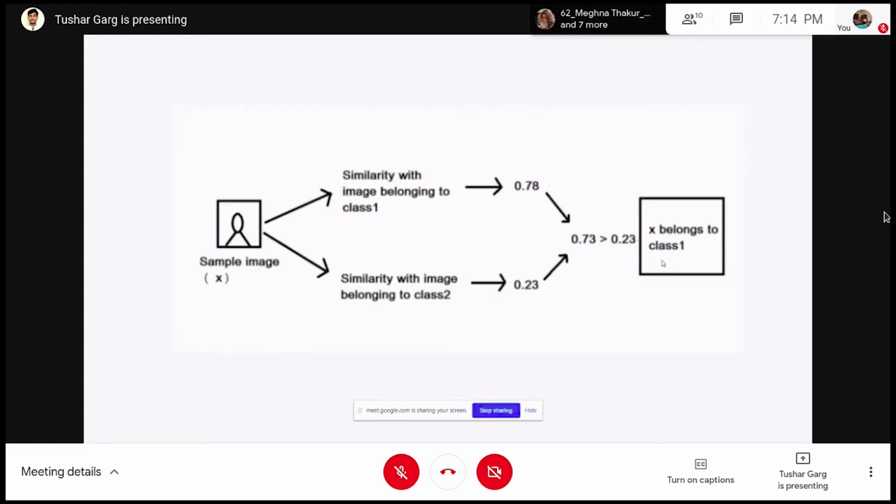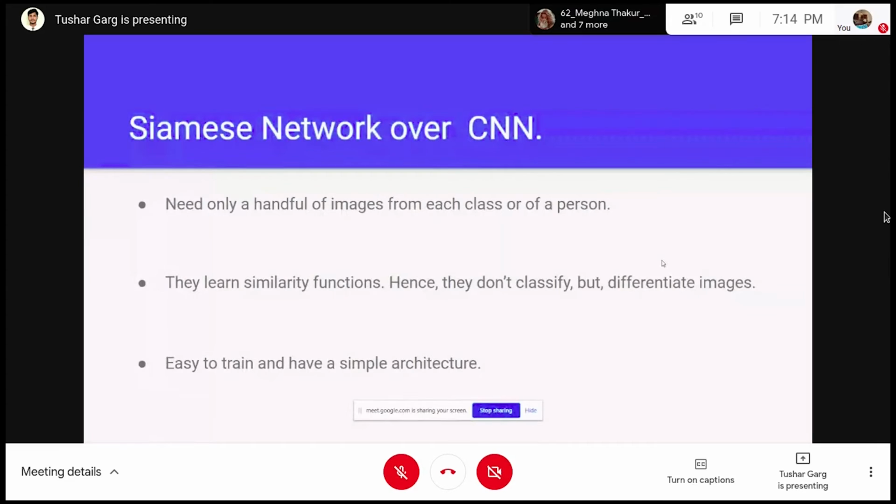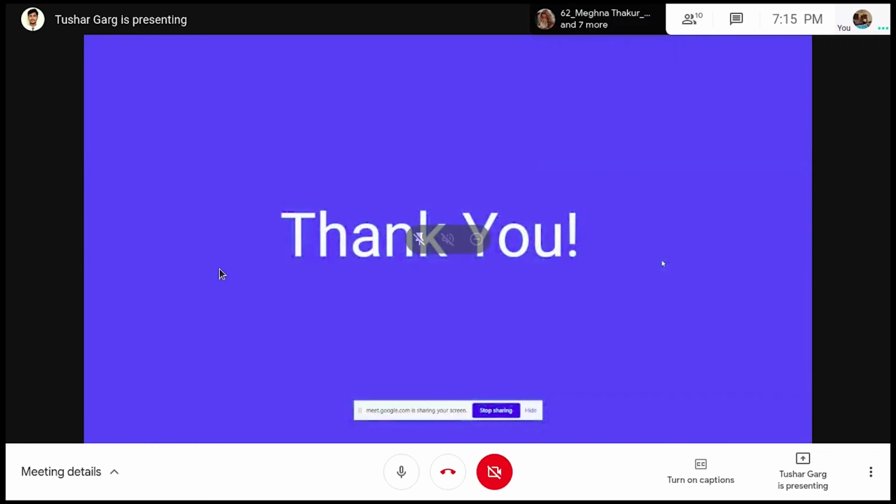Then, why Siamese network over CNN? In deep neural networks, as we also said earlier, we need a large database prior in hand to compare the values, and due to that the computational complexity is very high. But in a Siamese network, we only need a handful of images from each class or person, and Siamese networks learn similarity functions. They don't classify but differentiate images. So it is easy to train. Thank you.